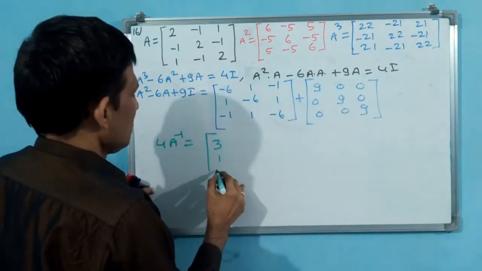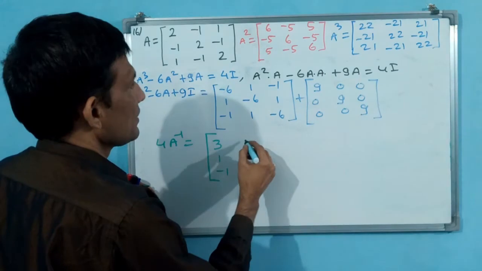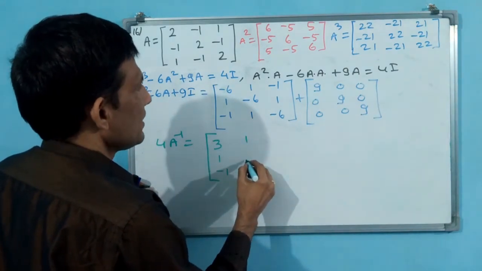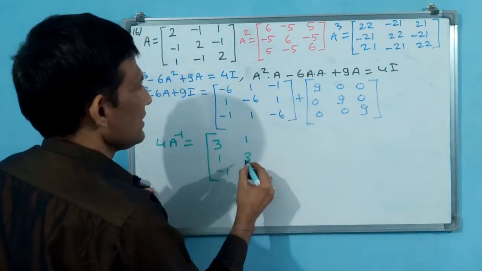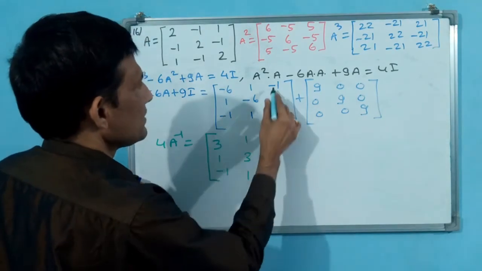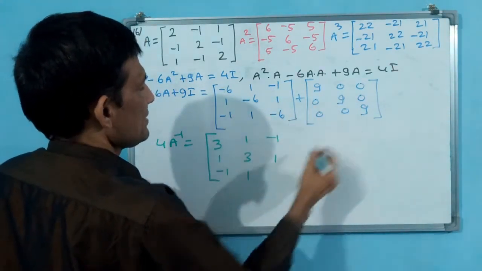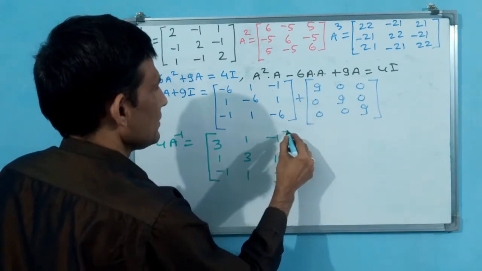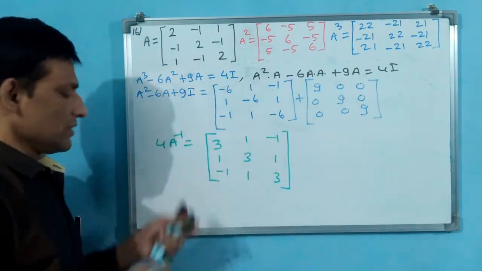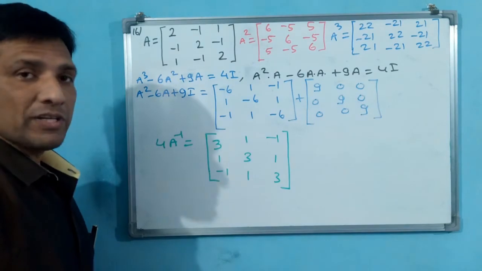See, 1, minus 1. Okay. Here also you see 1, minus 6 plus 9, 3. Then 1, minus 1, 1. Minus 6 plus 3, 3, plus 9. Okay. See, this is 4A inverse.